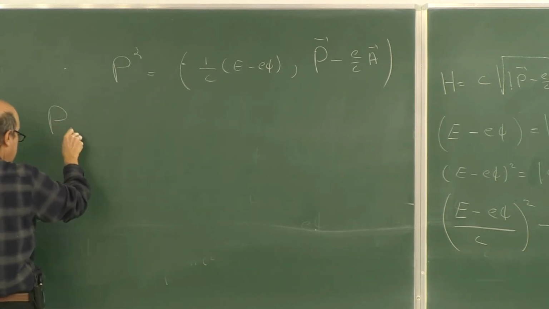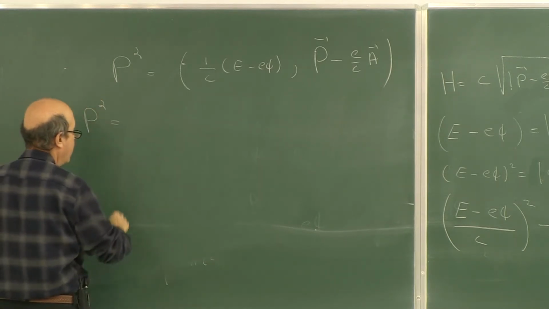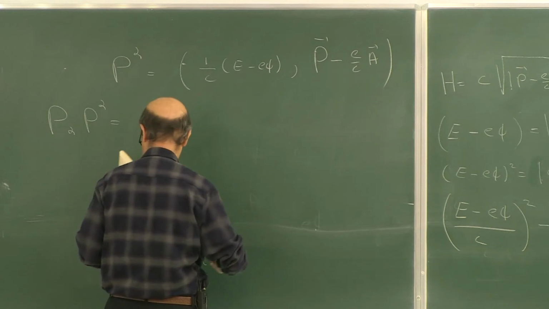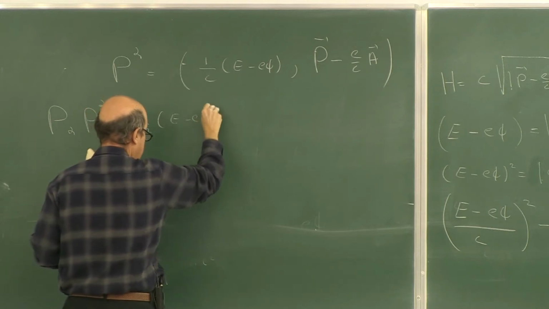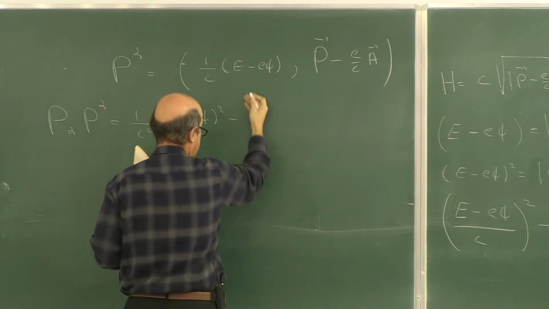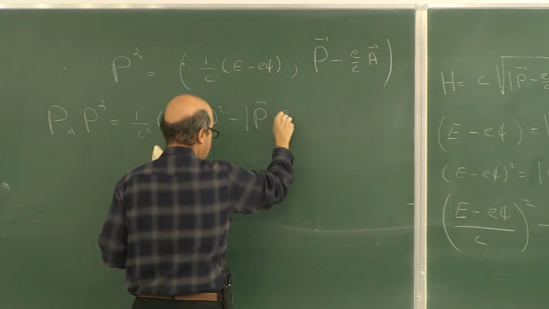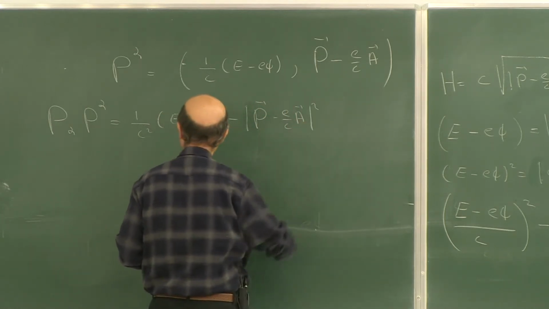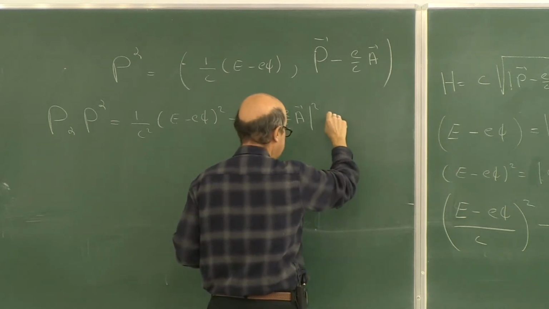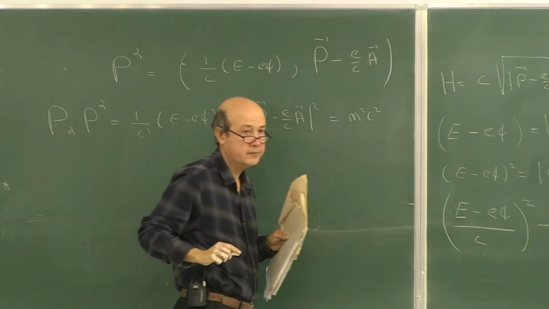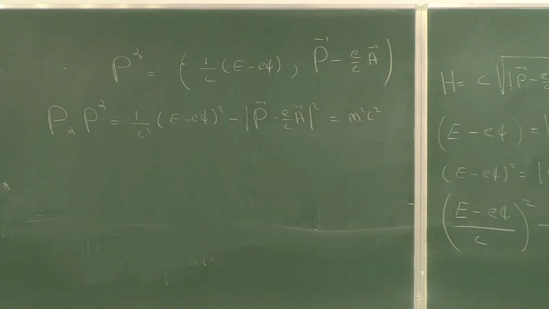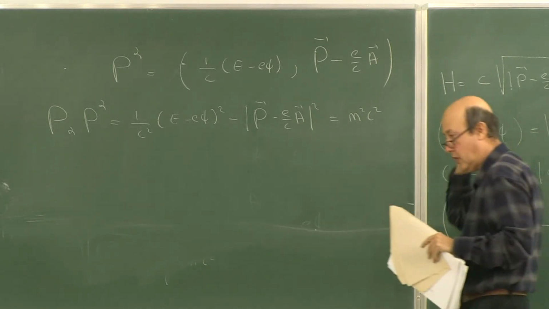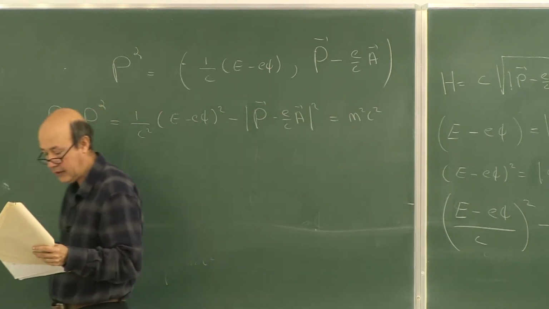And this is the definition of the four-momentum of the charge interacting with the electric and magnetic field. If you take the scalar product by itself, what will you obtain? (1/c²)(E − eφ)² − (p − (e/c)A)², and this length is invariant, that is m²c². So we can define the four-momentum of the charged particle which is interacting with the electric and magnetic field.